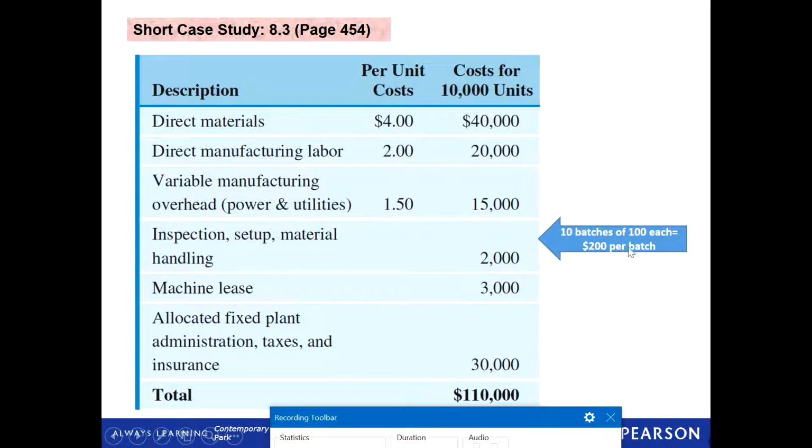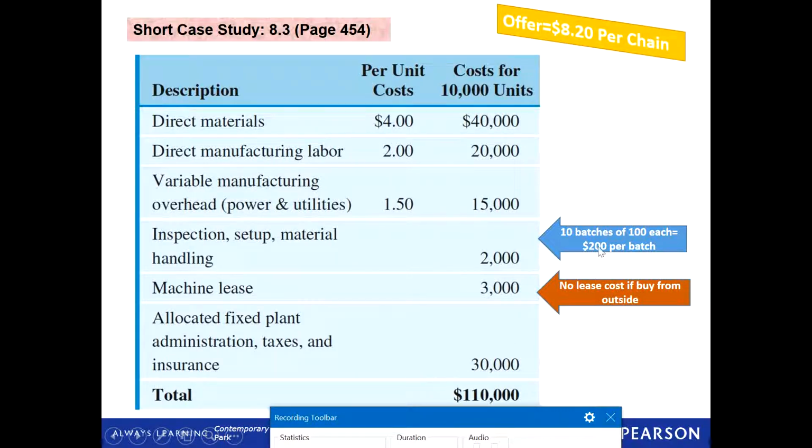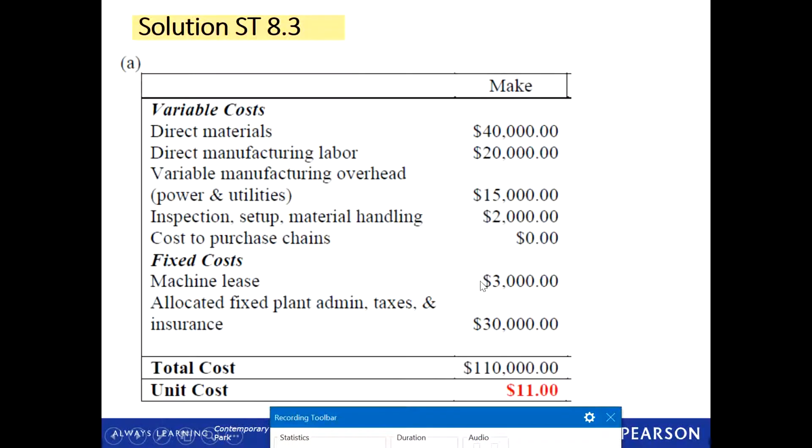Right, this is the cost per batch. This is the lease cost if we make it. There is no lease cost if we buy this one from outside. Now this is the offer we receive from outside, the same number, I just wrote it down here. Right, this is machine cost. Now if we make it, 11 is the cost, right? 110,000 divided by 10,000 units, so it's 11. What if we buy it from outside? What will be the cost? Do we have to buy material? What will be the material cost if we buy from outside? How much will it be? This will be 0 because it's a variable cost, right?